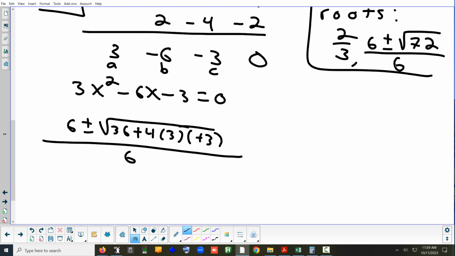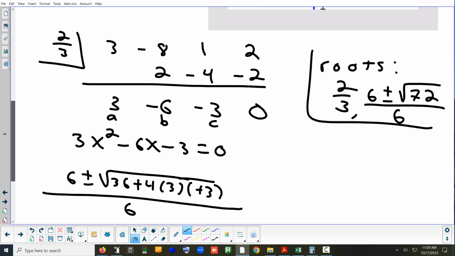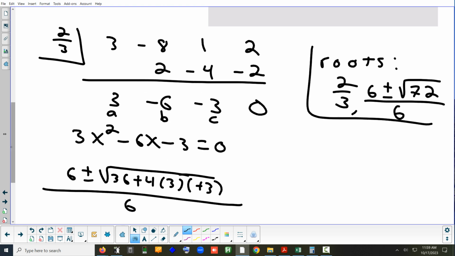You can reduce square root 72, but I'm not worried about that. That's how you get the other two roots. And if they came out imaginary, that would be the only way to get the other two roots. They didn't, and they won't in tonight's homework. So that's the rational root theorem and synthetic division.